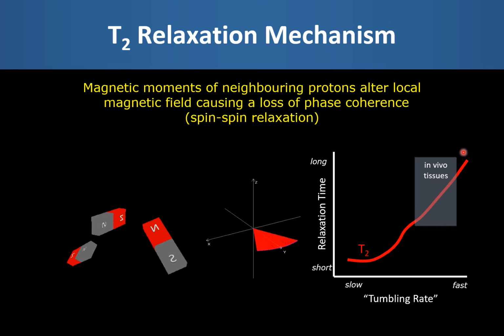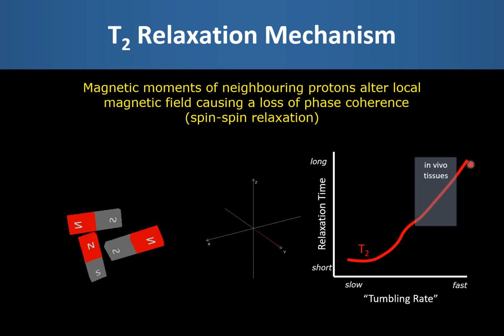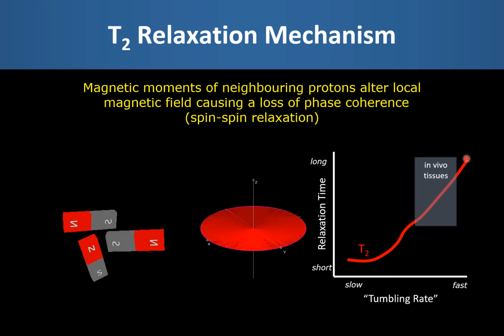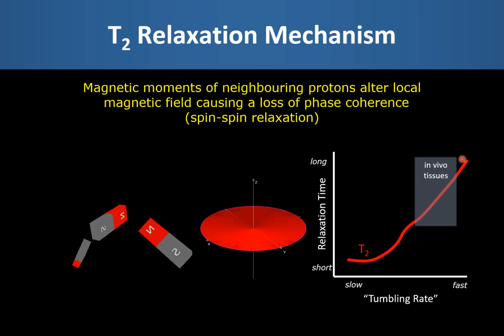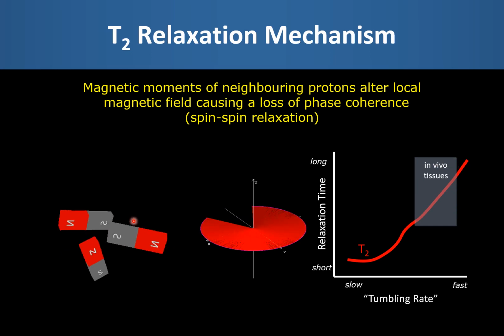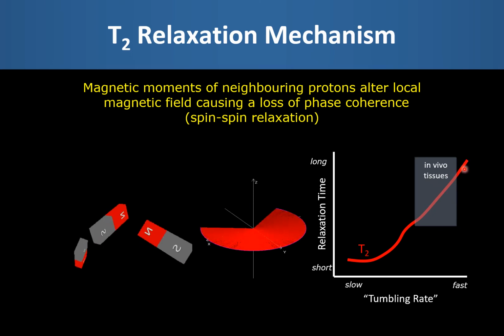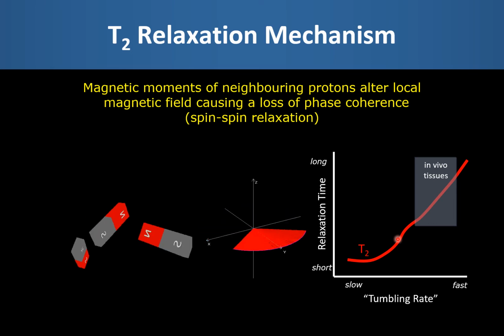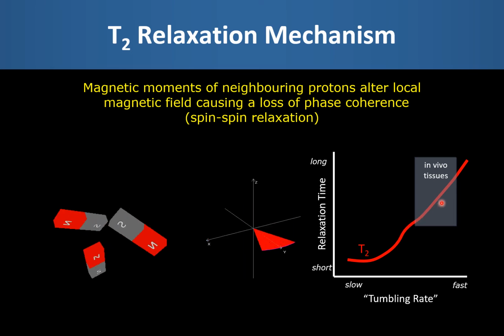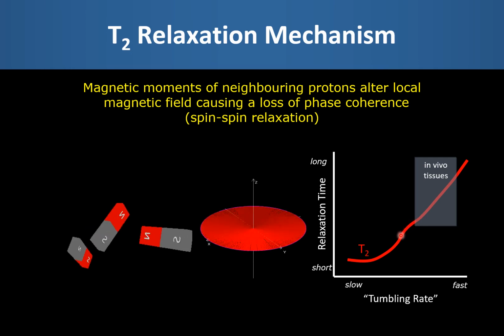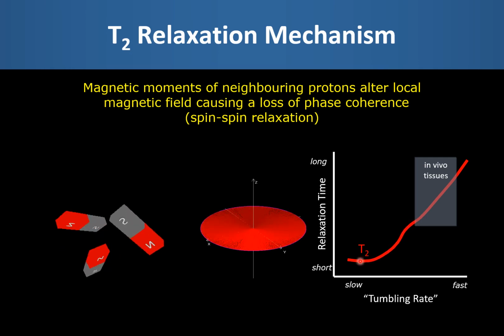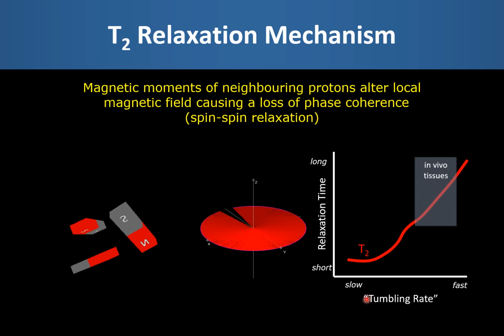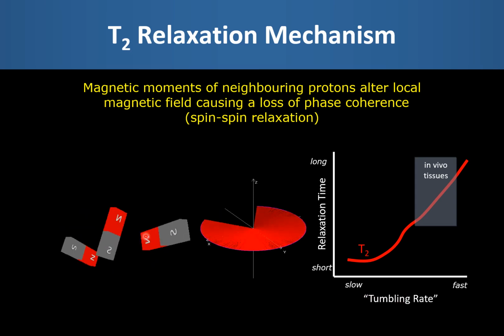So if we have a water sample, for example, up here, where the molecular tumbling rate, the protons are tumbling very rapidly, then we will find we'll have quite a long T2 relaxation time, essentially because of motional averaging. Whereas as the tumbling rate decreases, and that may be due to proximity of the water molecules to other macromolecules, as we'll discuss later, we can see that the T2 relaxation time starts to get shorter and shorter. And again, it's essentially down to the rate of tumbling of the individual molecules.